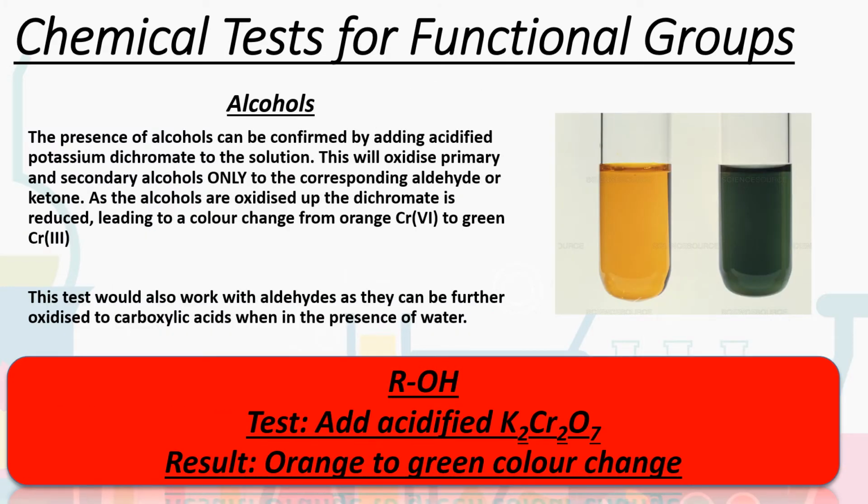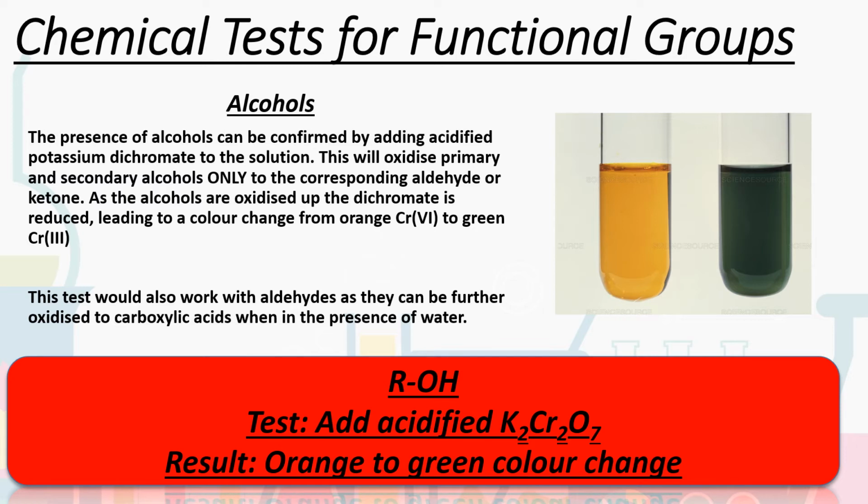So the next test is to look for the alcohol functional group, an OH functional group. And the presence of alcohols can be confirmed by adding acidified potassium dichromate to the solution. Now this is an oxidizing agent, so it will oxidize primary and secondary alcohols to the corresponding aldehyde or ketone. And I go into a lot more detail on this reactivity in the alcohols series of videos, so go and have a look if you want more detail.